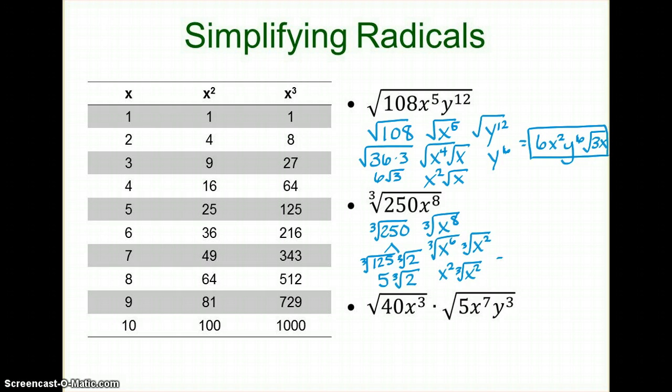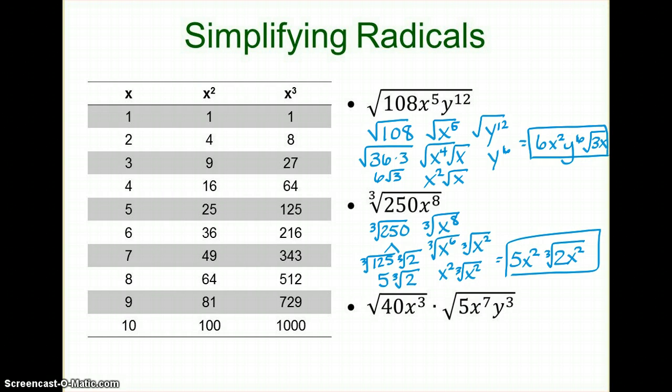So when I put everything together for my final answer, on the outside of my radical, I have a 5 and an x squared. And on the inside of my radical, making sure that I show that this is a cube root, not a square root, I still have a 2 and an x squared. So this is my final answer once I put everything together.